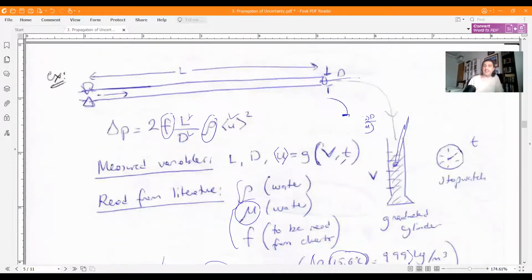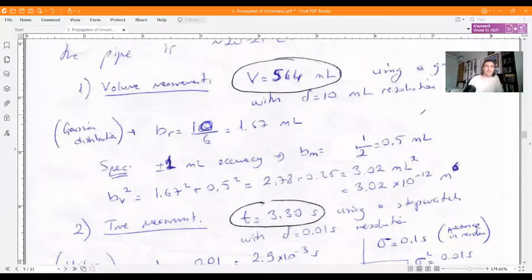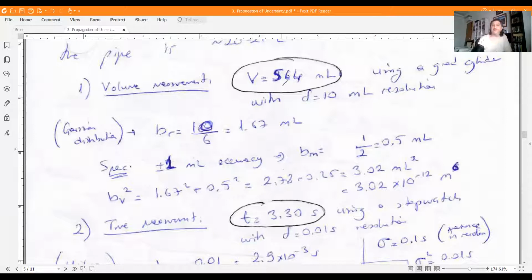All right, let's go step by step. We're going to be talking about the uncertainty related with each of these measurements. First, let's deal with the step of collecting water in a graduated cylinder. So let's say that the collected water was 564 milliliters using a graduated cylinder with a 10 milliliter resolution. Note that this is a pretty large, tall graduated cylinder. Therefore, it's going to have a larger resolution of 10 milliliters, because its total volume is 1 liter.